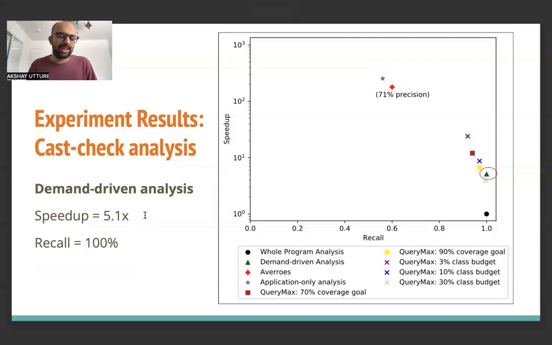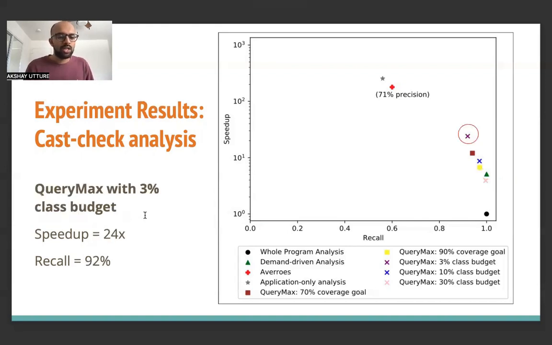The next point is a demand-driven analysis. It gets a pretty good speed up, 5.1x, and it gets 100% recall because it answers all of the cast check queries. And finally, we come to QueryMax. There are a variety of configurations for QueryMax, and we discussed one of them. The purple cross, which is within this red circle, gets a speed up of 24x and a recall of 92%. So this point is somewhere in between an application-only analysis and a demand-driven analysis. It gets both good speed up as well as good recall.